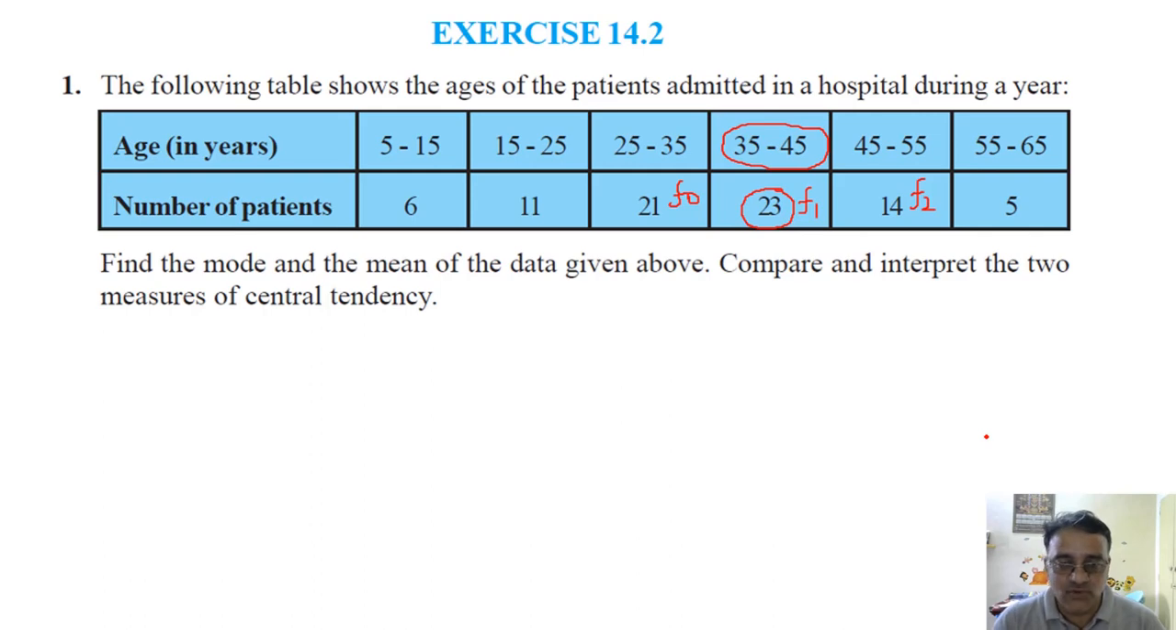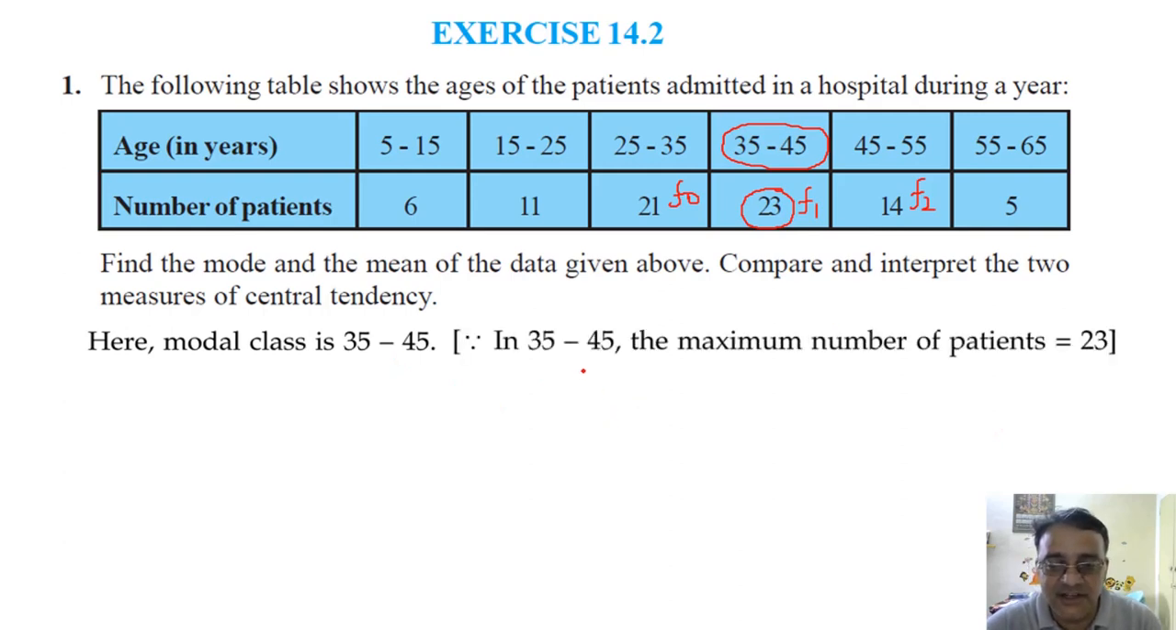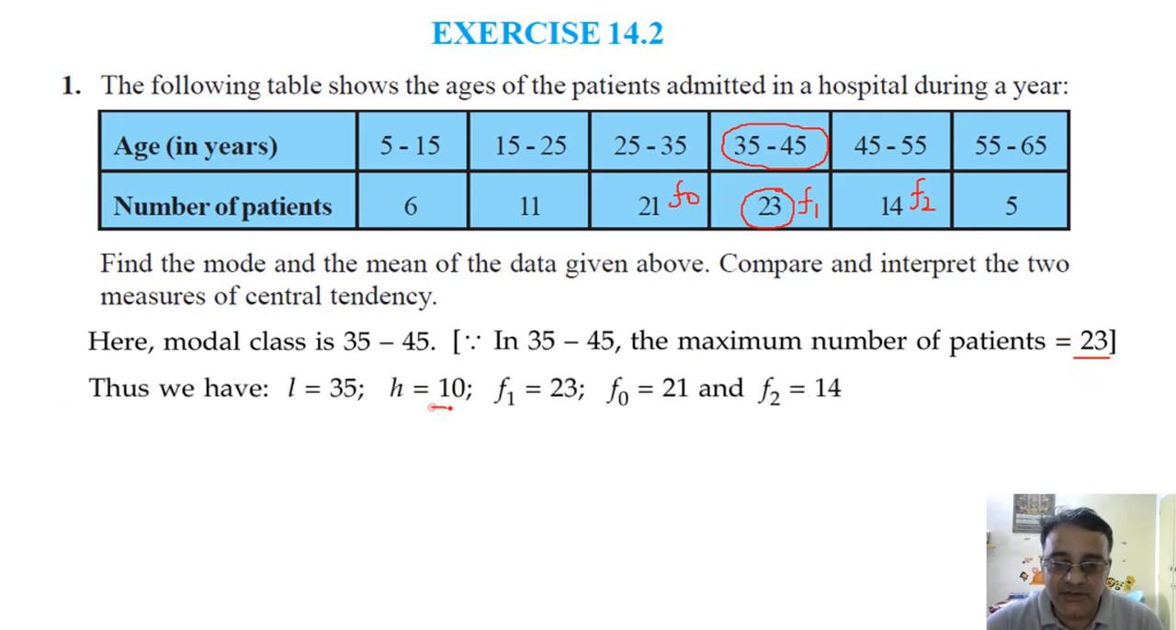So here the modal class is 35 to 45. Why? Because in 35 to 45 the maximum number of patients is 23. So L is equal to 35 and H is equal to 10. F1 is 23, F0 is 21, F2 is 14.